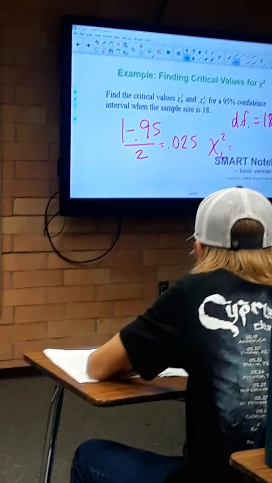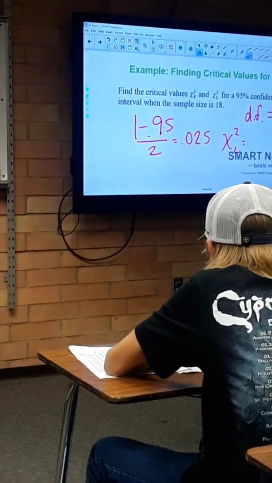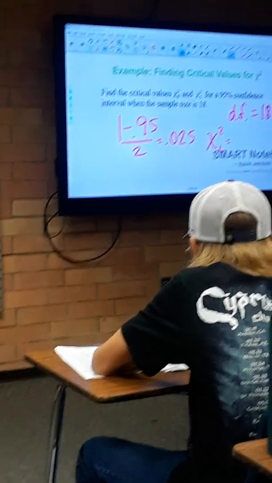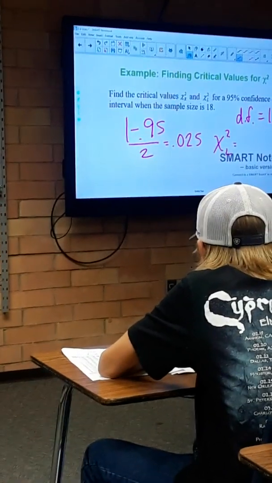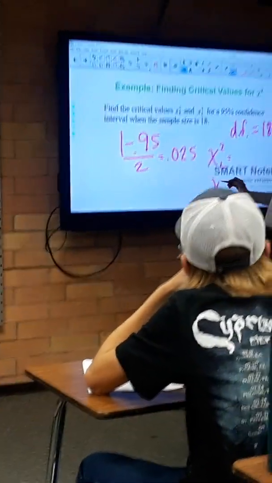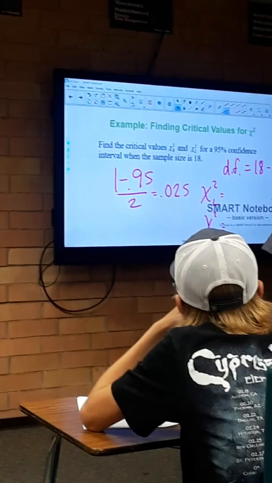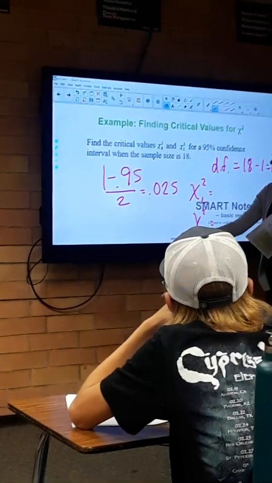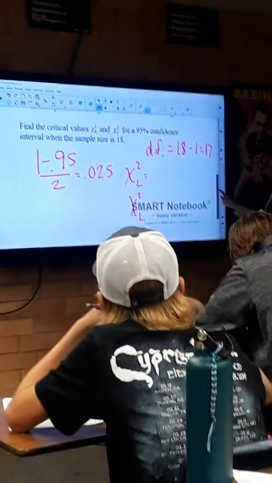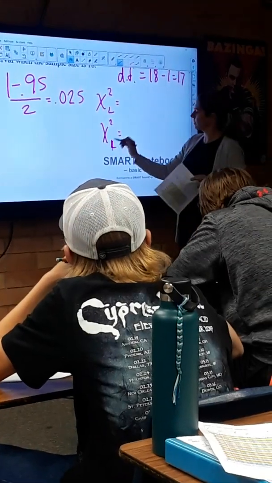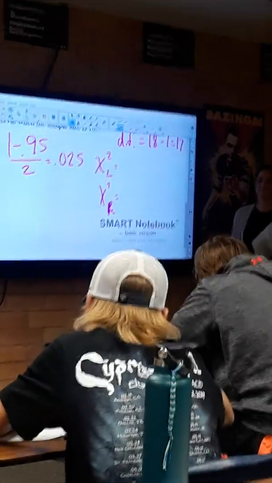What is DF? Degrees of freedom. It's exactly like yesterday on 6-2. Now one more subtraction so we can find left. Left or right?